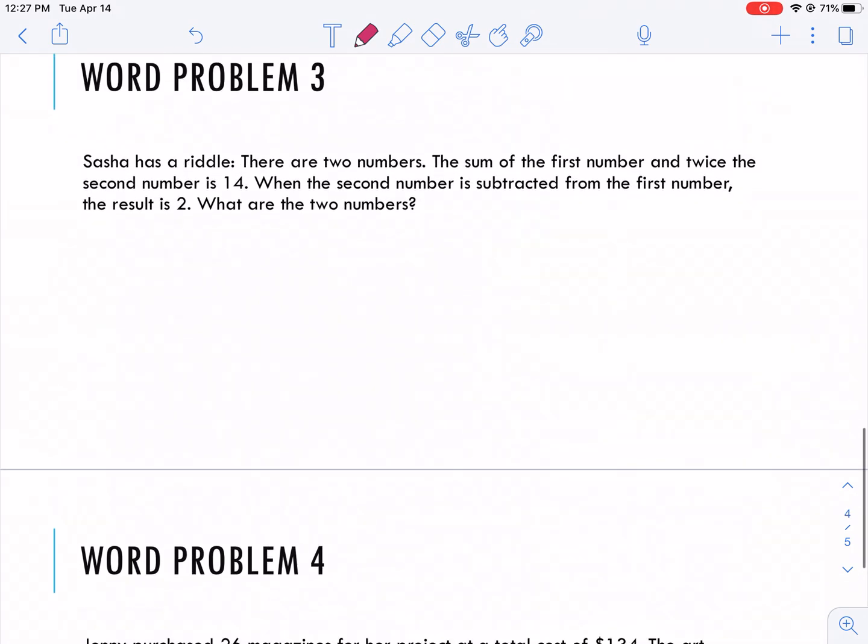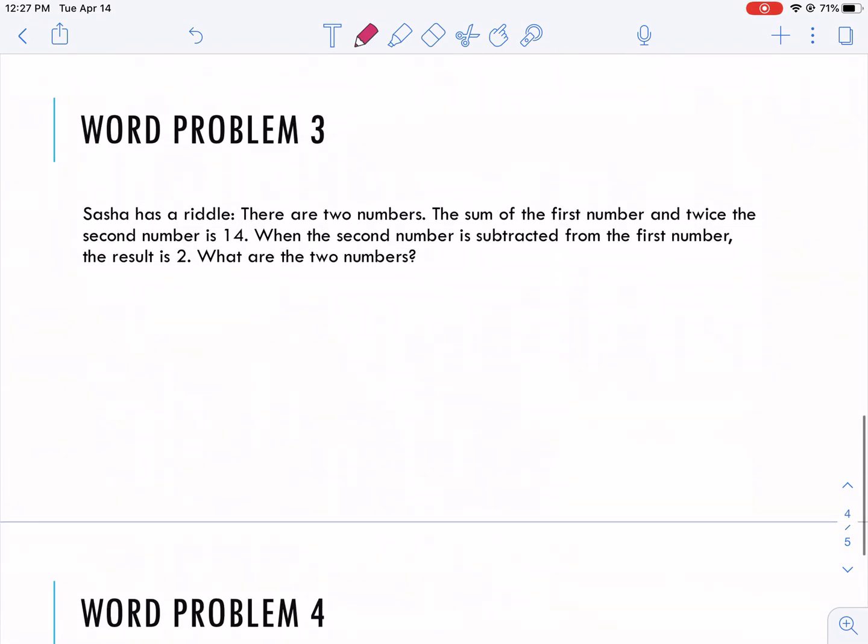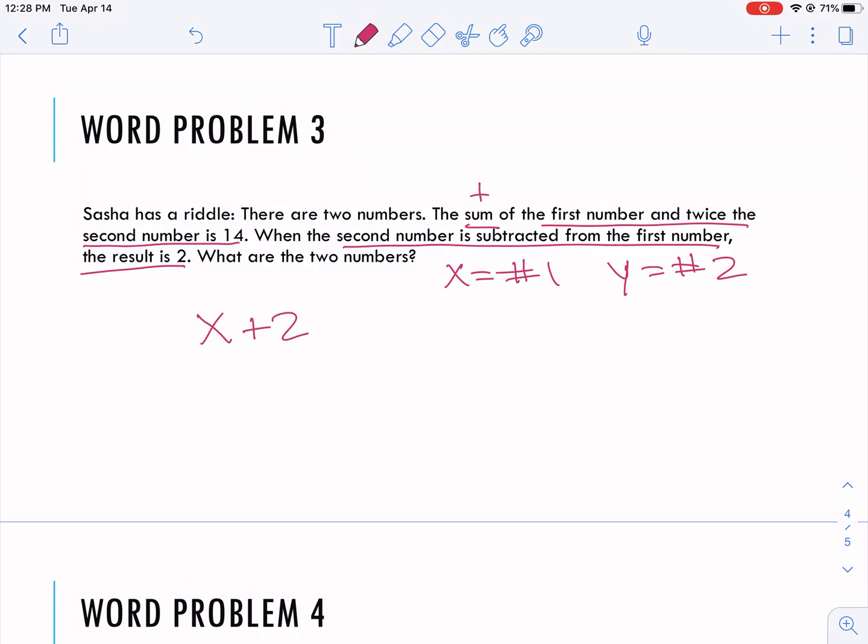All right, we got 2 more and then that's it. So Sasha has a riddle. There are 2 numbers. The sum, so remember sum means add, of the first number and twice the second number is 14. So that's going to be our first equation. When the second number is subtracted from the first number, the result is 2. What are the 2 numbers? So x equals number 1 and y equals number 2. So if I read the first one, the sum, so we're going to add them, the first number and twice the second number is 14, okay?